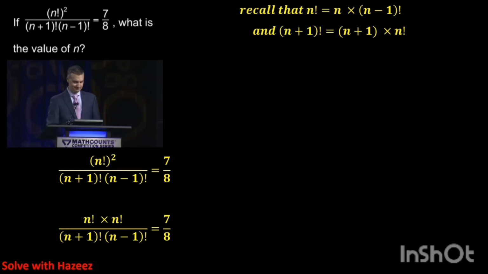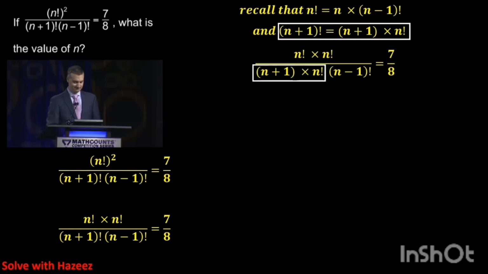So the original equation becomes n factorial multiplied by n factorial all over, instead of n plus 1 factorial, we are going to be using n plus 1 multiplied by n factorial. Then the second n minus 1 factorial still remains. Then it is equal to 7 over 8. So we've already substituted n plus 1 factorial.